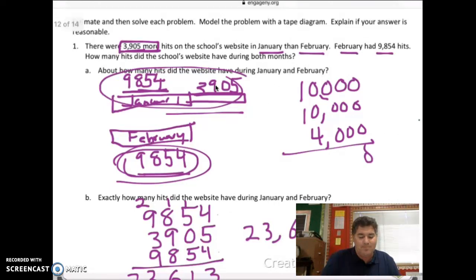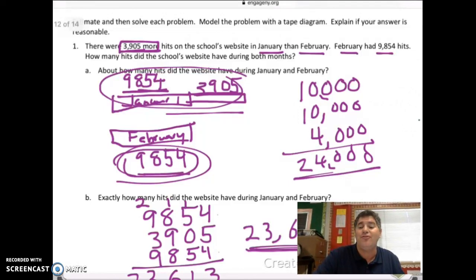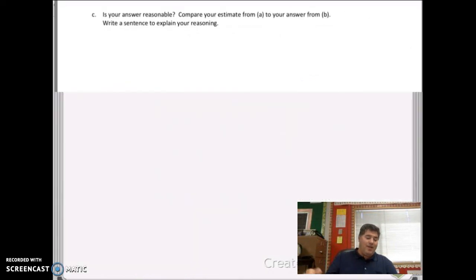Solve this. Is 24,000 fairly close to 23,613? Actually, they are very close. 23,613 is very close to 24,000. So is that answer reasonable? Yes, it is. Okay.